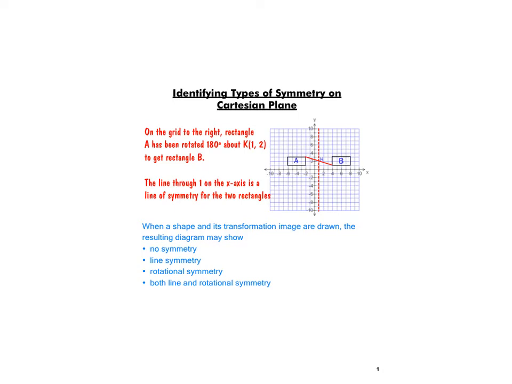Hey grade 9s, today we are going to do the last lesson of this unit. We are going to try to take line symmetry and rotational symmetry and apply them to one scenario. In other words, what we're trying to do here today is identify what types of symmetry exist on the Cartesian plane, looking at line symmetry and rotational symmetry. Can we see either of them? Can we see both of them? Or maybe we'll see situations where none of the above applies.